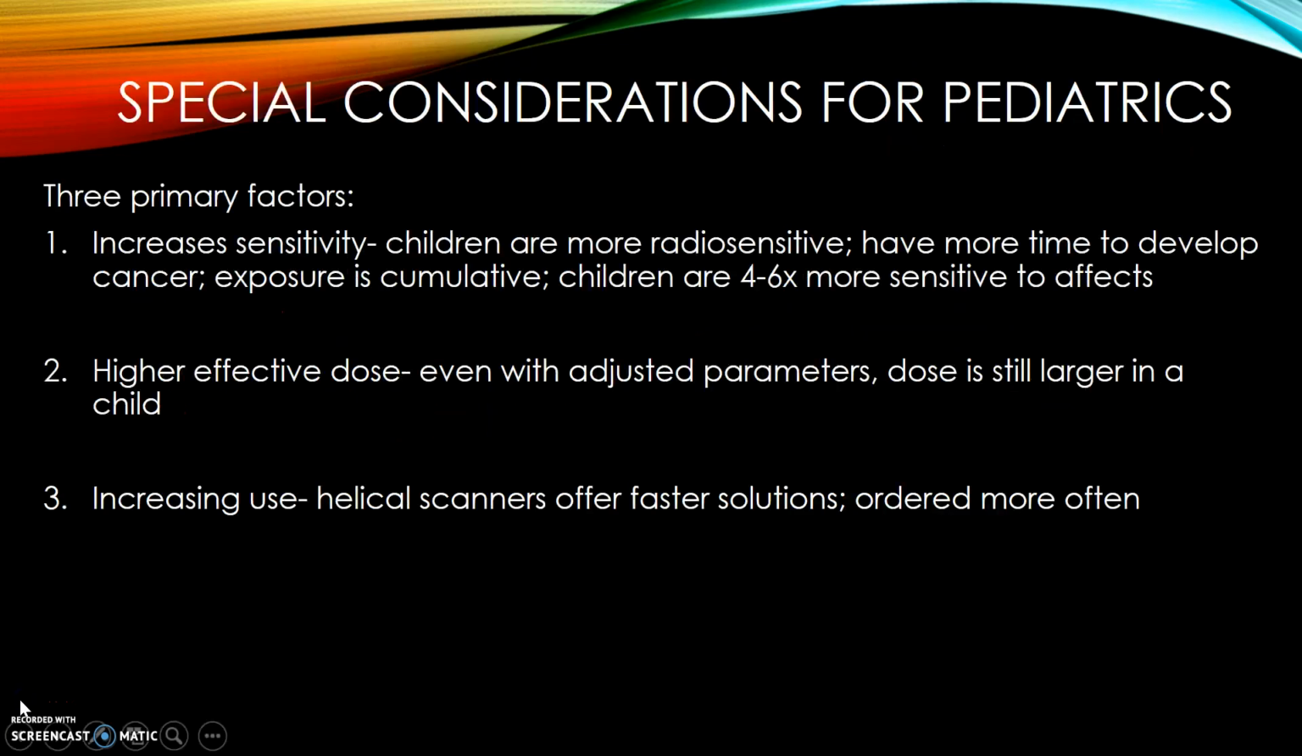There are three primary factors that are special considerations for pediatrics. Increased sensitivity: children are more radiosensitive because they have more time to develop cancer. The exposure is cumulative, and children are 4 to 6 times more sensitive to the effects. The effective dose is higher; even with adjusted parameters, dose is still larger in a child. And increasing use: helical scanners offer faster solutions, and they're ordered more often.